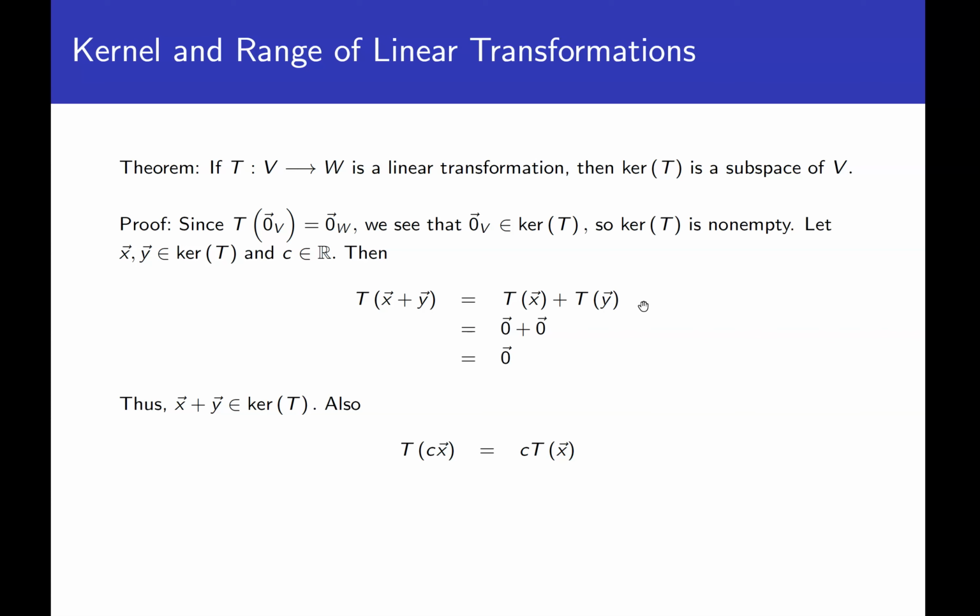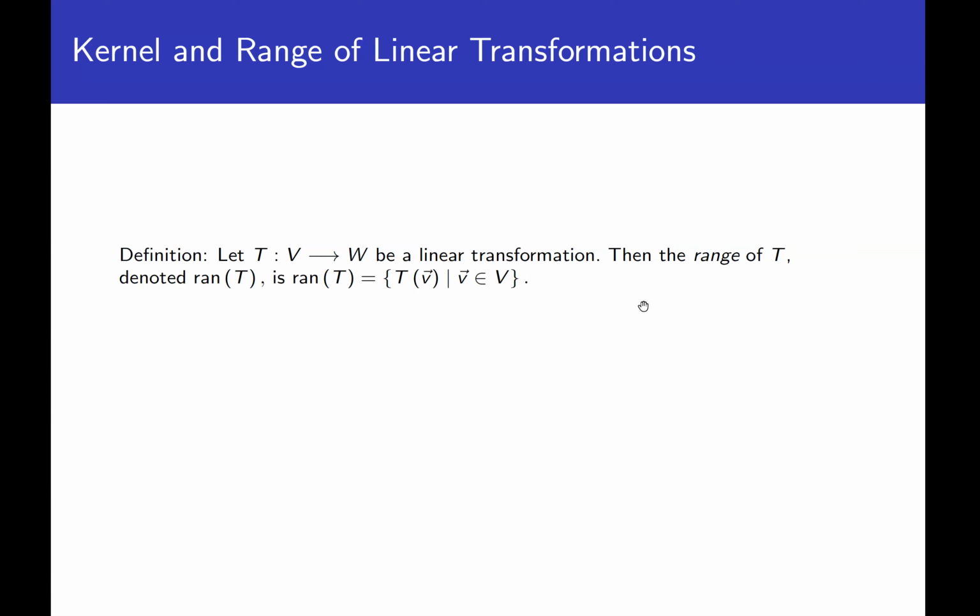Same idea for the scalar multiple. Let's apply the transformation to the scalar c times x. By our properties of linear transformations, we can pull the constant out in front. So I get c times the transformation applied to x. Again, x is in the kernel. So the transformation applied to x is 0, and then any constant times 0 is 0. So the scalar multiple of x is back in the kernel, and that tells us that we really do have a subspace.